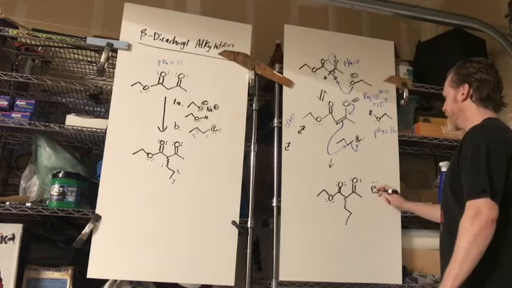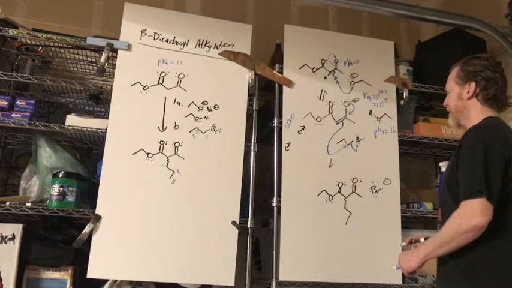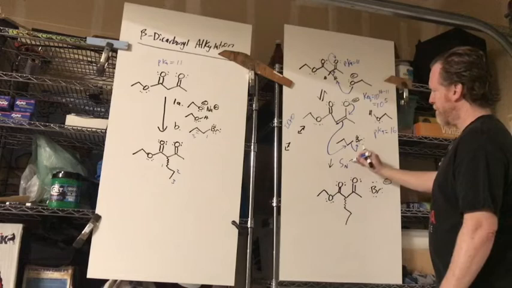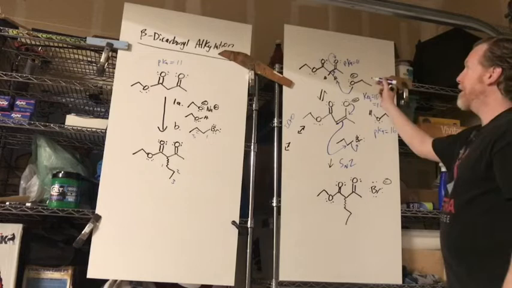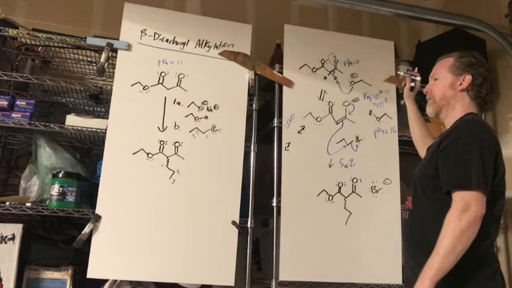We know how to alkylate the alpha, doubly alpha carbon of a beta dicarbonyl. This will work with beta diketones as well. And beta, I forget the term for it, but when you have an ester on both sides. Okay.